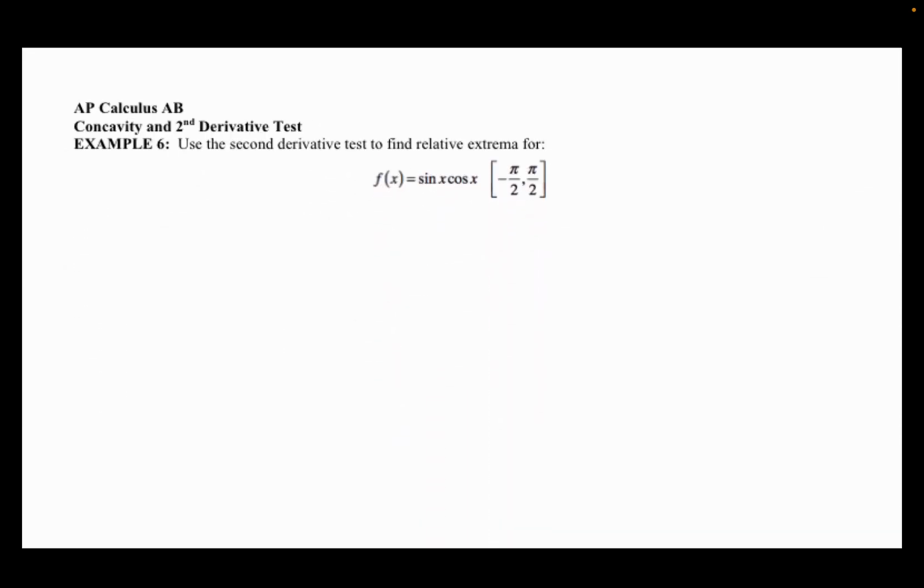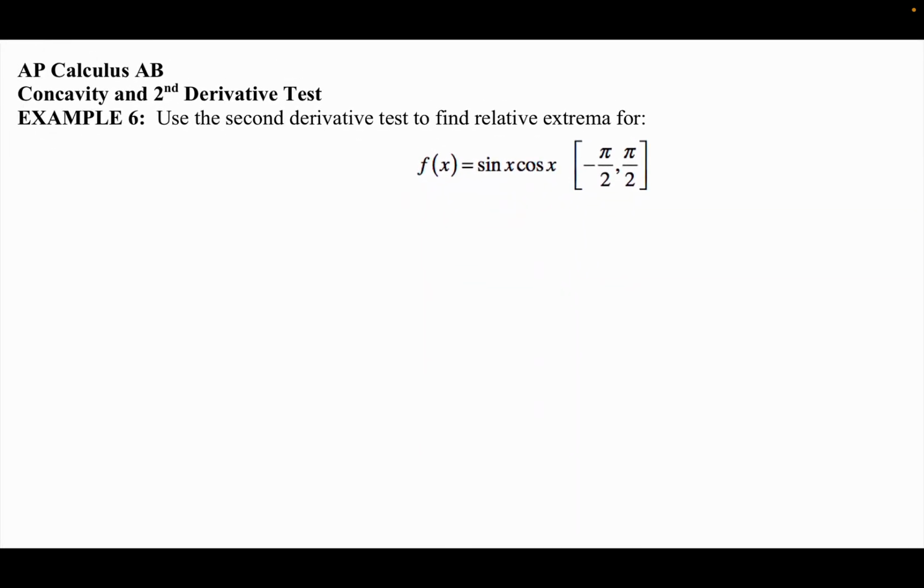All right. Number 6. So number 6 you're going to change a little bit. It says use second derivative test to find relative extrema. So relative extrema mean relative max and relative min. That's what that means.